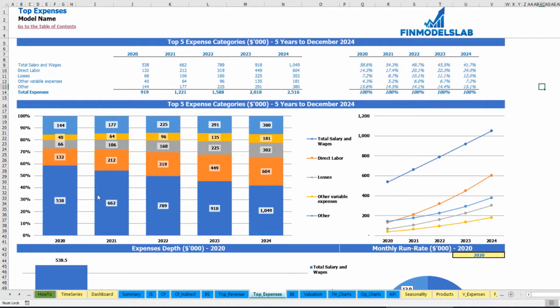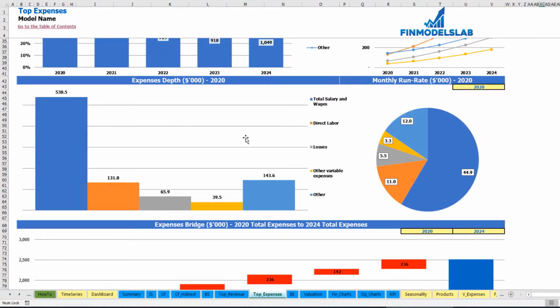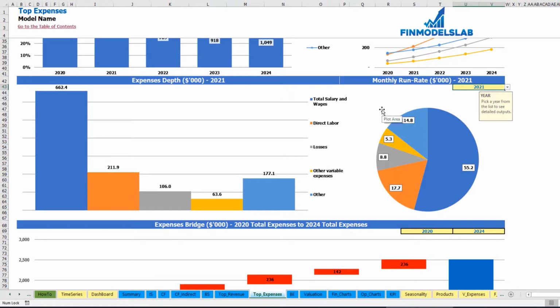The same information you may see on the charts below, where you may find the percentage breakdown and the absolute values breakdown. On the couple of charts below you may find expenses depth and monthly run rate for a selected year. You are able to change this year, and you may see the absolute values and percentage breakdown on the pie chart.